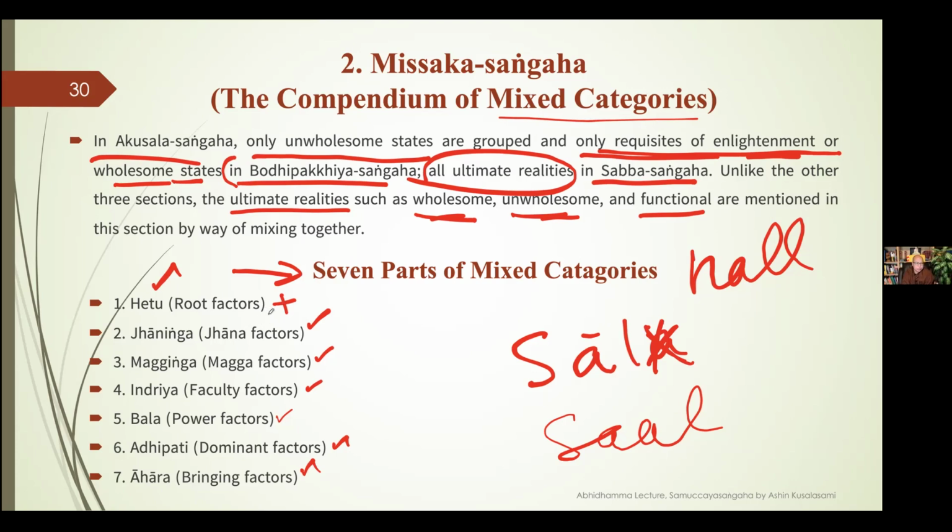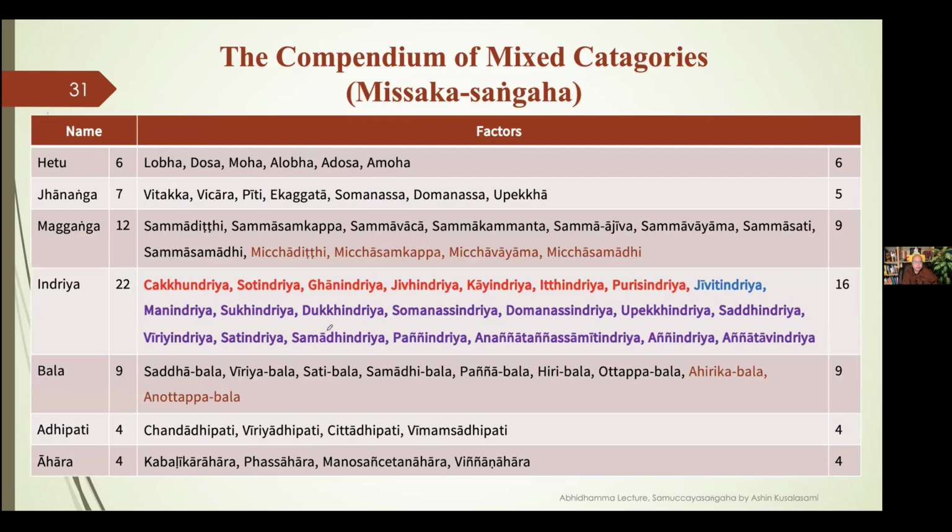Okay, so here too, let's go. Now let's look at this table first. For hetu, there are 6 kinds of root factors: lobha, dosa, moha, alobha, adosa, amoha. So this one is not new. This hetu root, you have already got in the Cetasika.